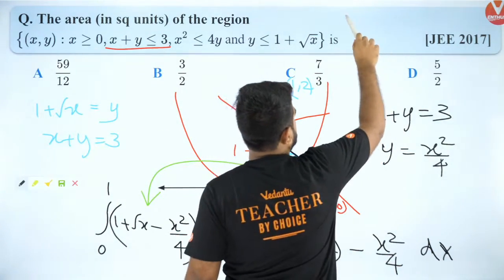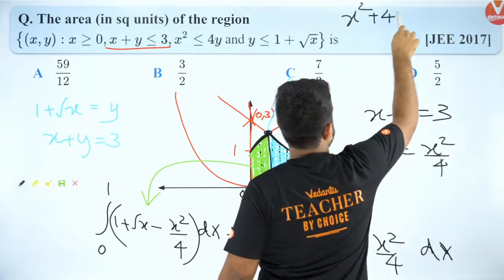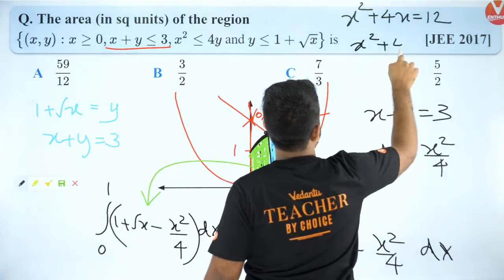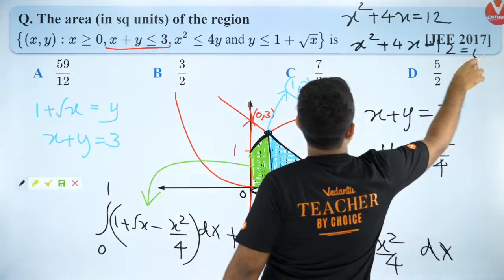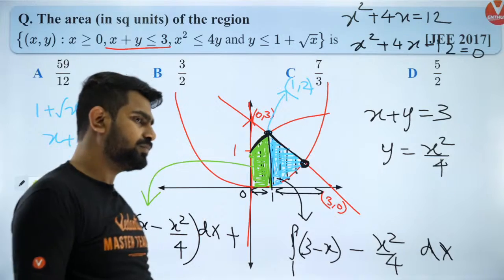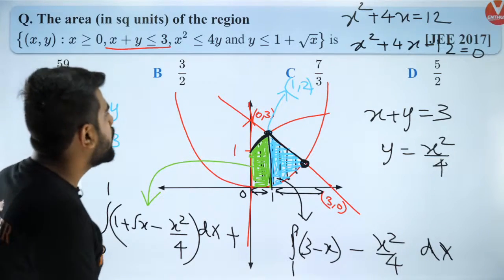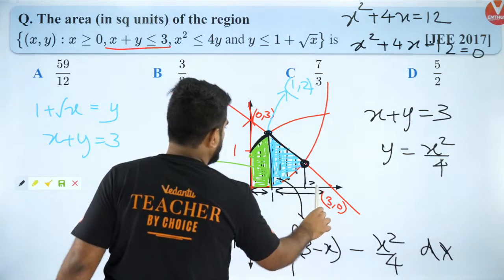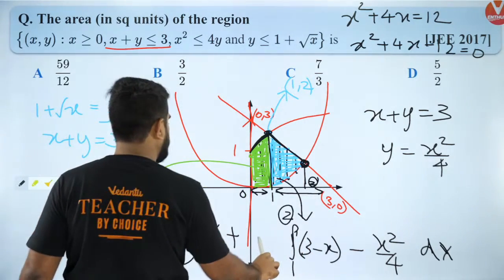Okay. Yeah, you're right. So it will be x square plus 4x equal to 12. So x square plus 4x minus 12 is equal to 0. So you can solve it and get the value. Is that right? Is it 2? Okay, it's 2. So it will be from 1 to 2. Yes, you guys are right. Absolutely. Perfect.